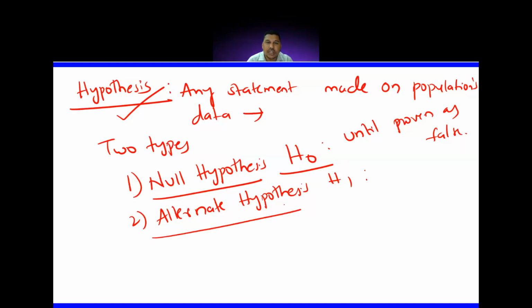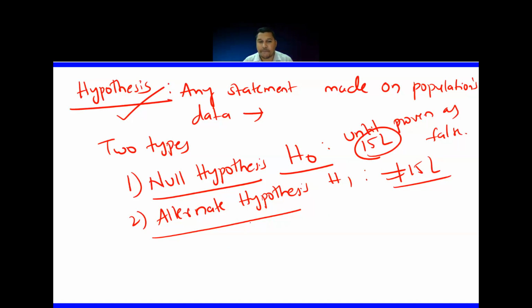What is the alternate hypothesis? It is just the opposite of the null hypothesis. So, if you say that the average salary of students of NIT Trichy is 15 lakh, the alternate hypothesis says that it is not equal to 15 lakh. So this is about hypothesis. But in the alternate hypothesis, we can have multiple cases.